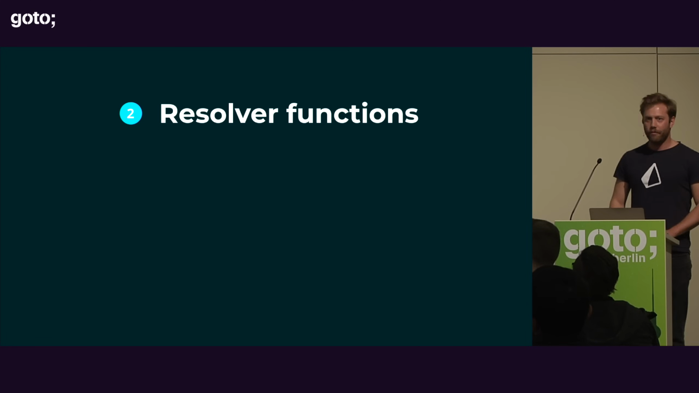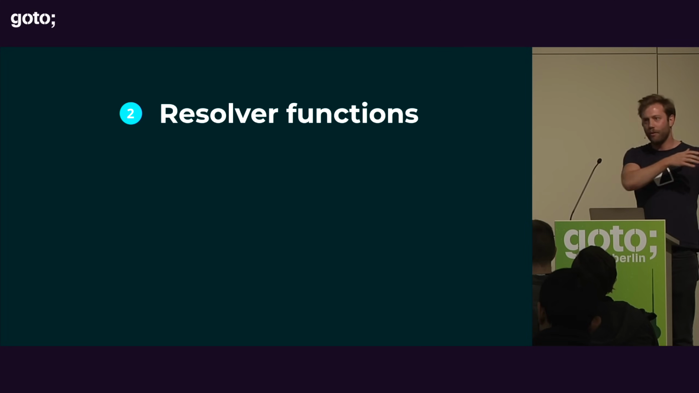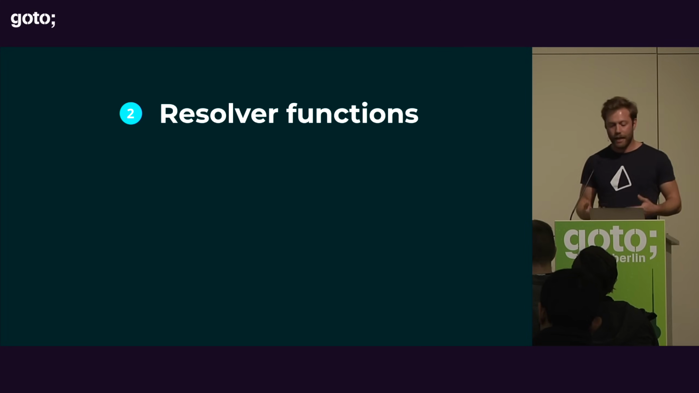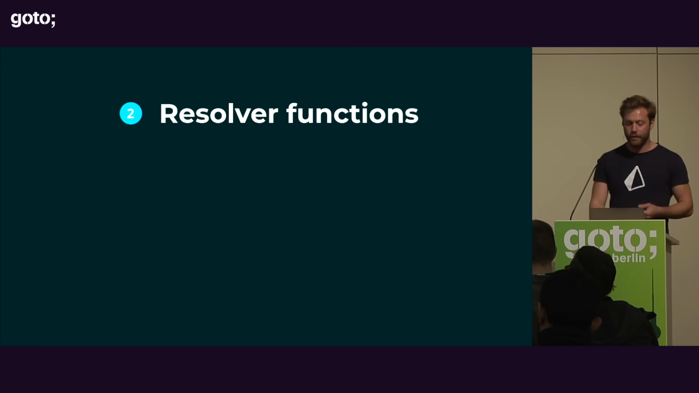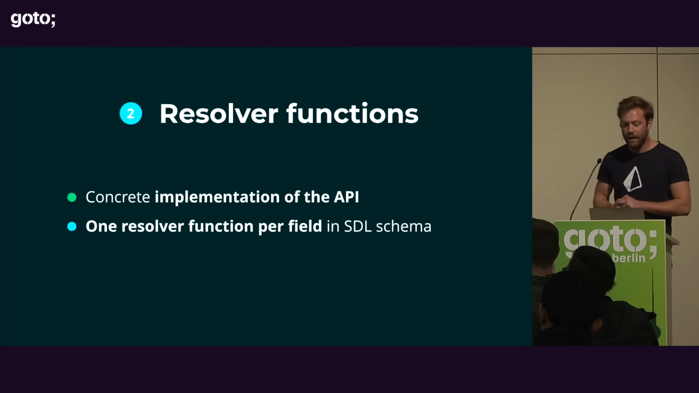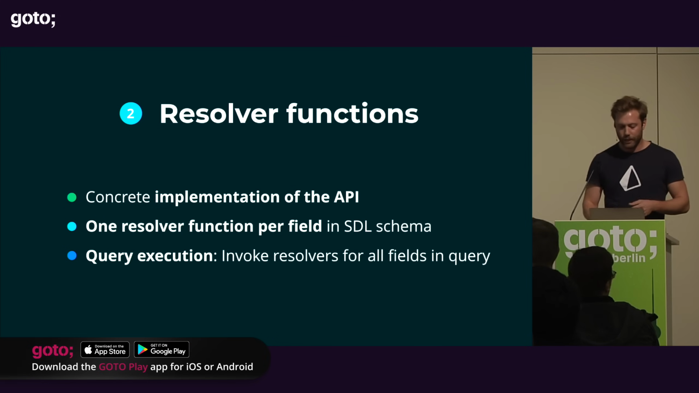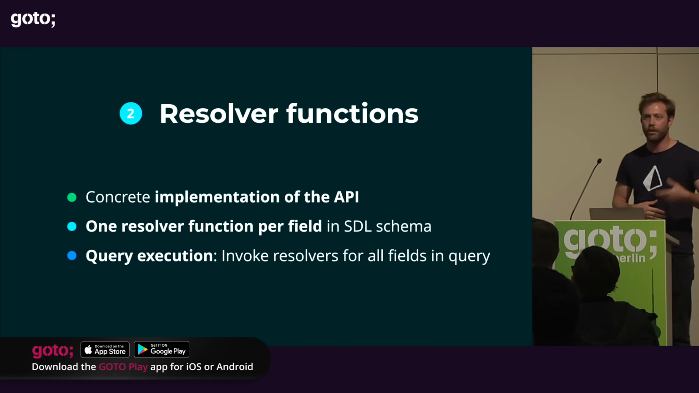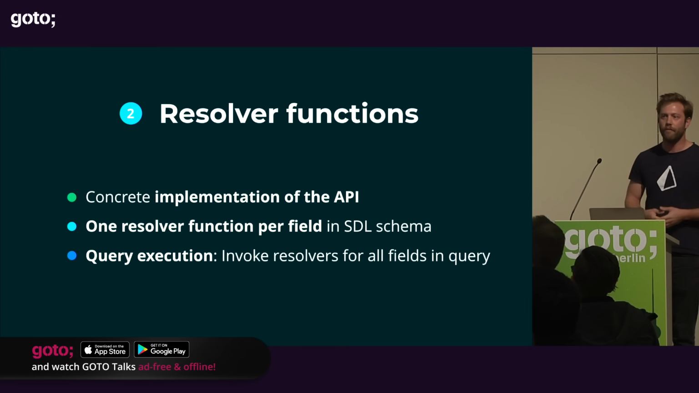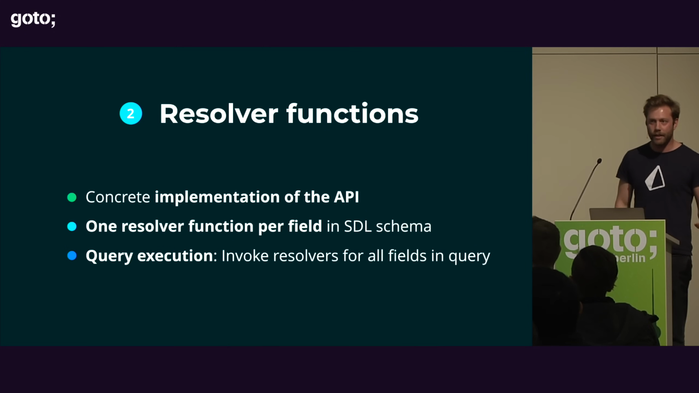Let's now talk about resolver functions, because resolver functions are the way the GraphQL server is actually implemented. So what happens when a GraphQL query arrives at the server and the data actually needs to be fetched? This is the responsibility of resolver functions. They provide the concrete implementation of the API. And you basically have one resolver function per field in the SDL schema. And this means that the query execution process basically becomes a matter of invoking all the resolver functions for the fields that are contained in the incoming query.